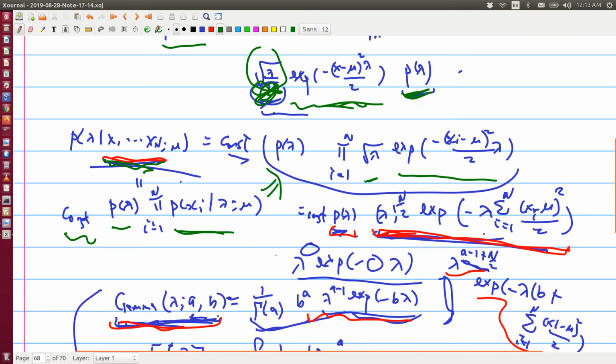Now, I still keep p(lambda) here, but here I take the product from 1 to n, so therefore you have lambda to the n over 2 here, and then the exponential of minus, basically this product I can bring into the exponent and it becomes a sum, so it becomes minus lambda times the sum of this here.